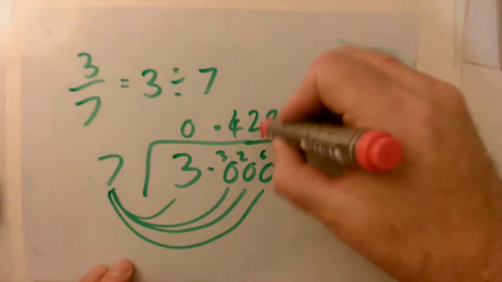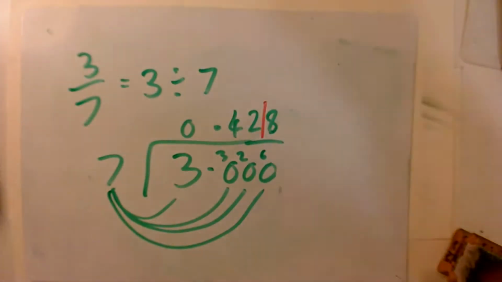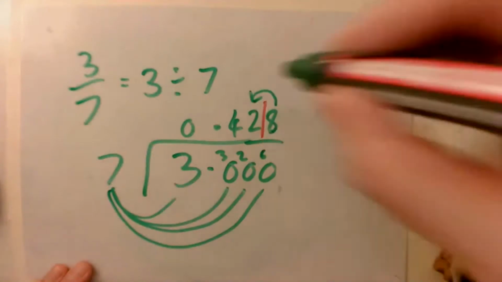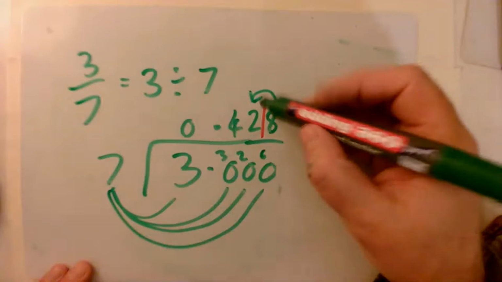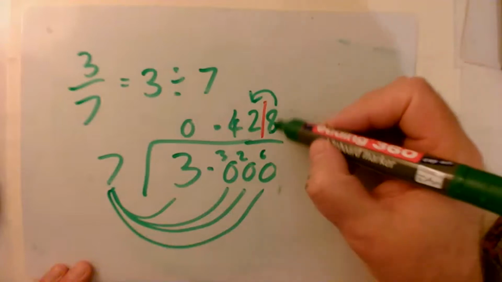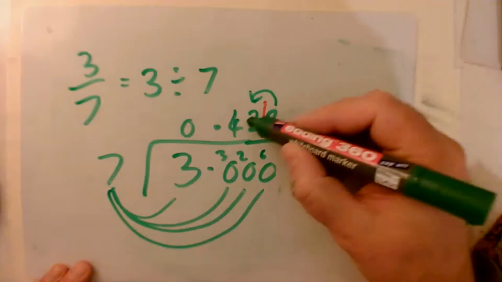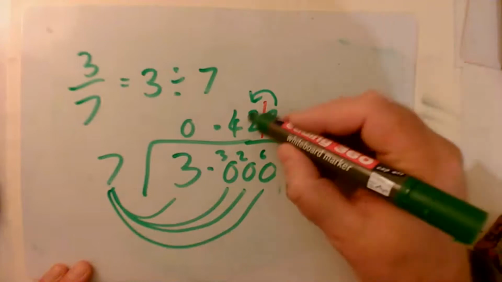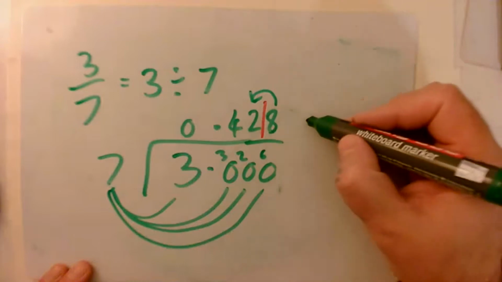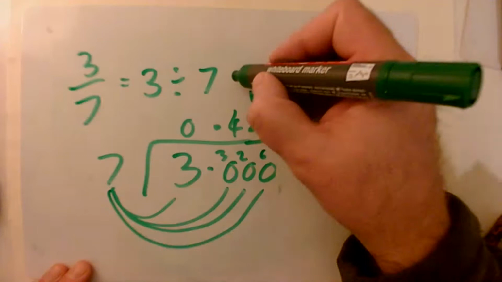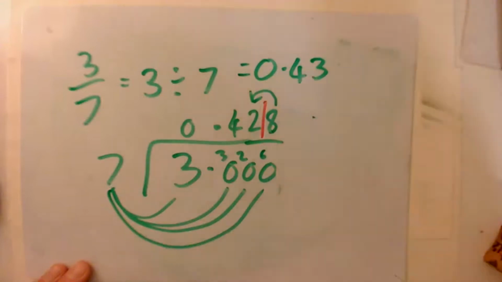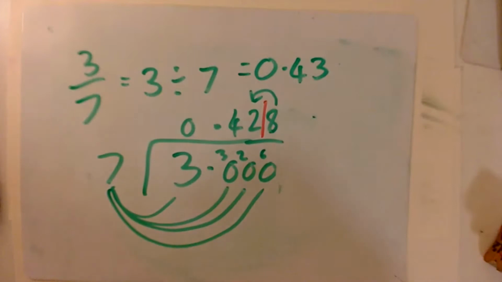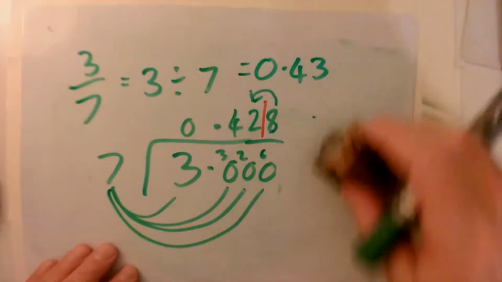So at this point I ask, does the 8 affect the 2? It does, of course. So this becomes 3, and the answer is 0.43 to 2 decimal places. So I just divide them up. Okay, very quickly, one more.